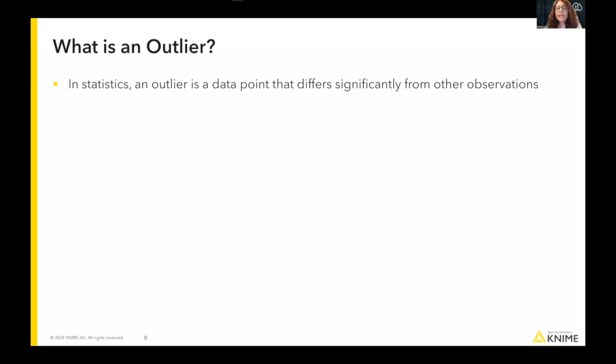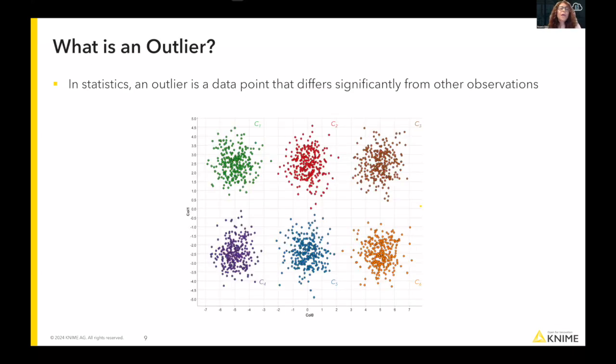In statistics, an outlier is a data point which is significantly different from the majority of the observations. So, for example, we have this data set, right? This is a visual representation of the data set on two dimensions. And you can see that there are areas that are densely populated. These densely populated areas represent where the majority of the data lies.